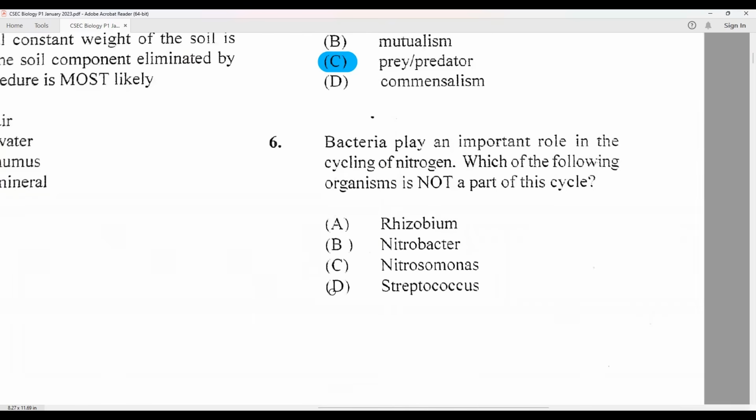Question 6. Bacteria play an important role in the cycling of nitrogen. Which of the following organisms is not a part of this cycle? Ribosome, nitrobacteria, nitrosomonas, streptococcus. I think streptococcus will jump out as being the answer. It is the one that is not.